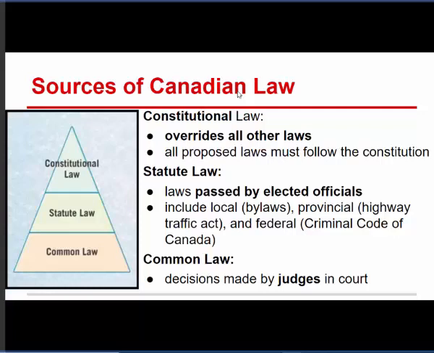So if a law infringes upon a person's rights, the Supreme Court helps to decide if that law should be changed, and then gives an order to the government in power at the time to change that law.